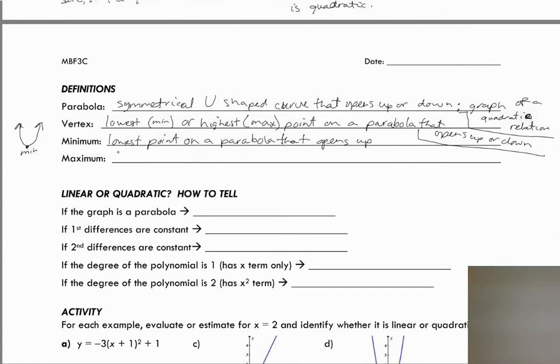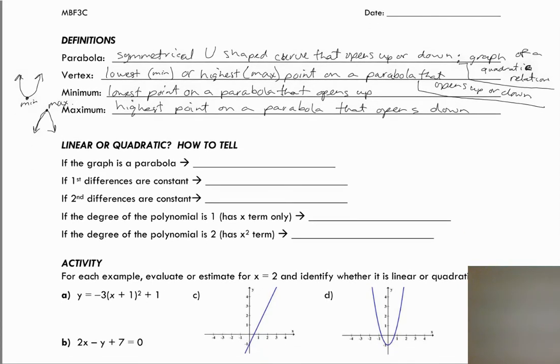Okay, the max is the highest point on a parabola that opens down. So look at this parabola, right? Opens downwards. We have a max point. Okay, so how can we tell if something is linear or quadratic?